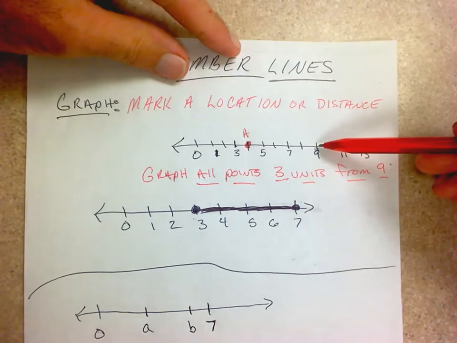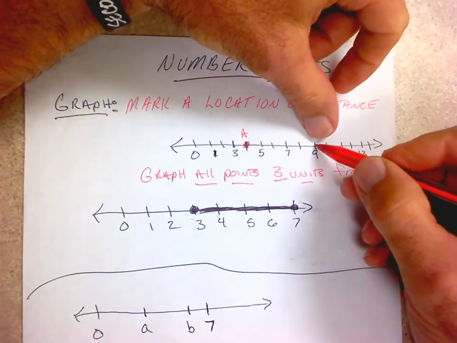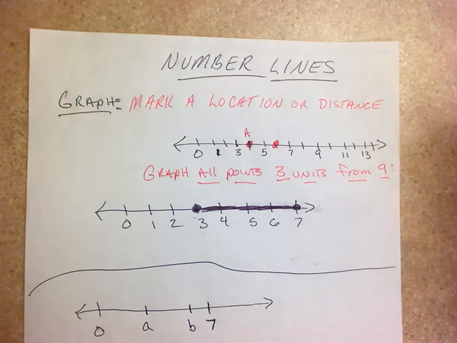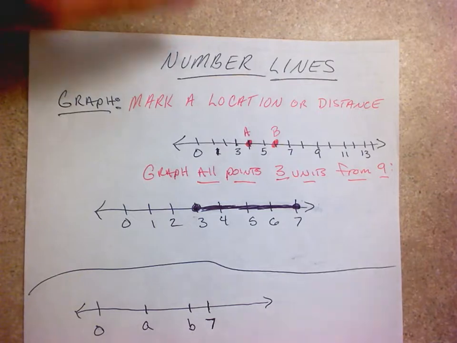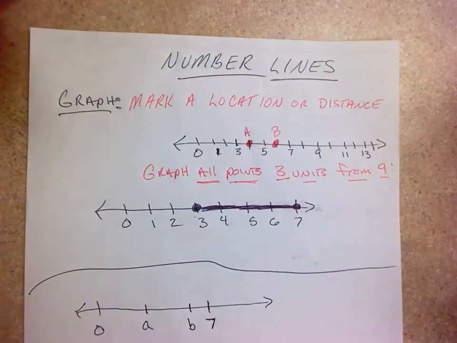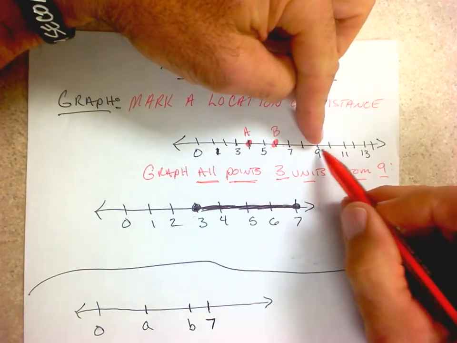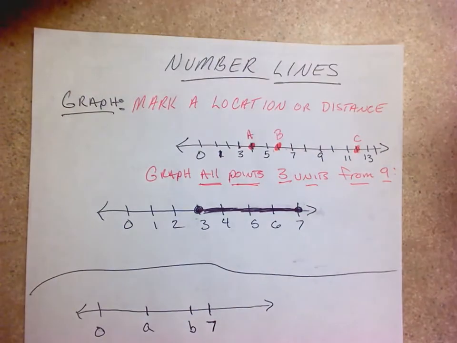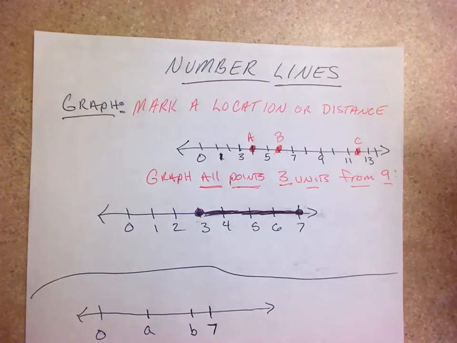So if we start, we're going to be at 9. Now we need to go 3 units from that. So 3 units from that, 1, 2, 3. That works. That's 3 units from 9. But what we have to be careful of is it does say all points. That implies that there's going to be more than one. So we can go 3 units to the left, but we can also, 1, 2, 3, go 3 units to the right, and we could mark another one. So this particular question actually has 2 responses that we're looking for because we can go in both directions.